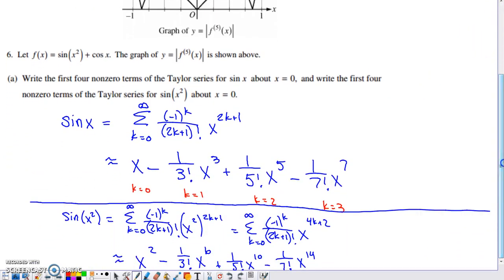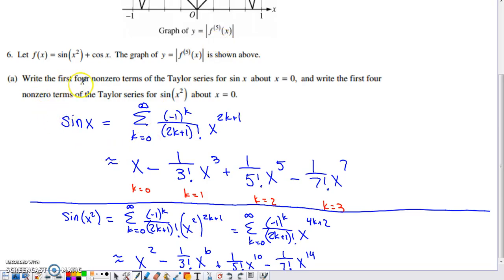What they tell us in the problem statement here is that f of x is given by this function, sine of x squared plus cosine of x, so a pretty involved function. And then they tell us that's the graph of the crazy absolute value of the fifth derivative like we talked about a minute ago.